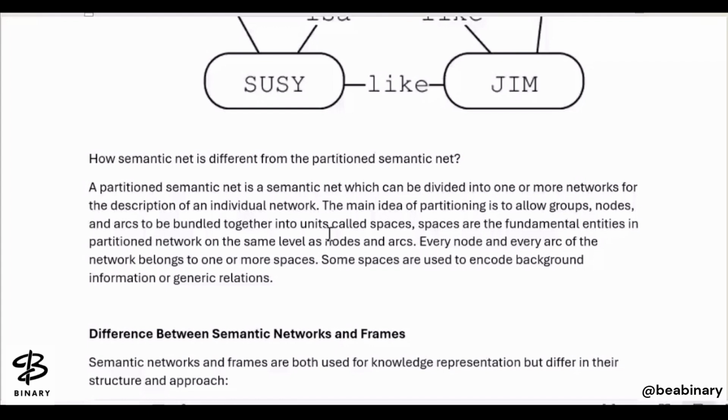So here spaces are another component when we are talking about the partition network. Spaces are the fundamental entities in the partition network, on the same level as the nodes and arcs. Or simply we are saying that every node and every arc of the network belongs to one or more spaces here. Some spaces are used to encode background information or generic relationships. Simply, when we are using a spatialization relationship, we are partitioning a particular node into a number of sub nodes, and we are using a partition relationship.